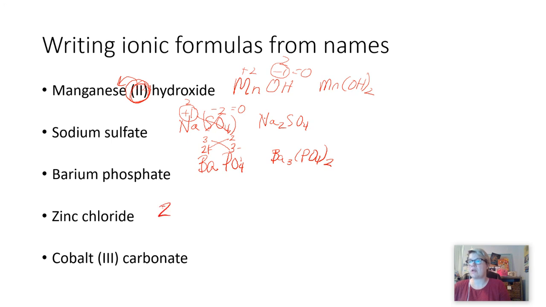Zinc chloride. I write out my zinc, my chloride. I know from my information that zinc is one of those metals in the transition metal part, but technically they only have a native charge of +2 all the time. And then my chlorine is a -1, so I need 2 of these. So my formula becomes ZnCl2. That equals 0. All right.